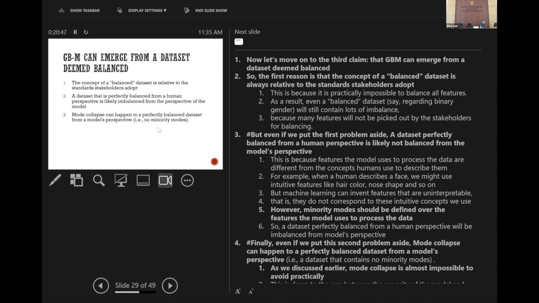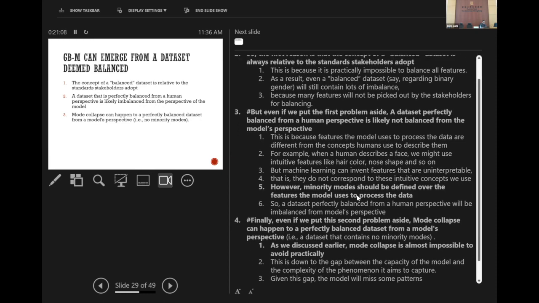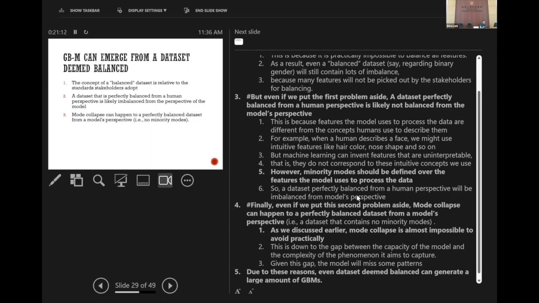So again, putting this already tricky issue aside, mode collapse can still happen in a data set that is perfectly balanced from the machine's perspective. That is, this data set will contain no minority mode. There will be modes, but everybody's equal, so there's a mode majority, no minority. As we discussed earlier, mode collapse is almost inevitable in the practical context. This is because of the gap between the limited capacity of the model and the complexity of the phenomenon it aims to capture. So you will have to miss some patterns, even though we cannot predict which pattern you will miss ultimately. Given this gap, mode collapse will just happen. So due to these three reasons, even a data set that was deemed balanced for any reason will still generate a large number of GBMs.